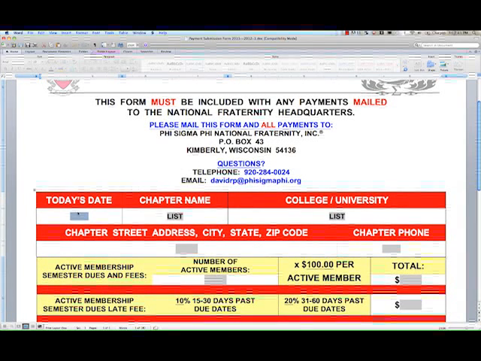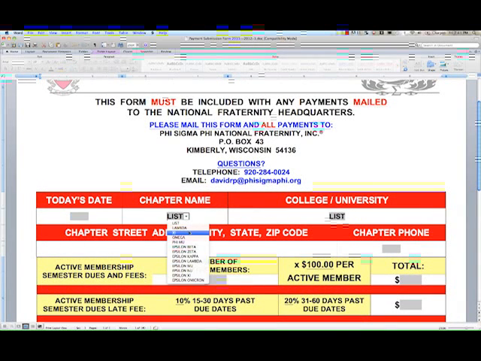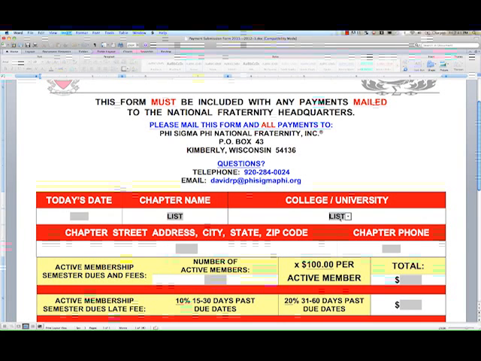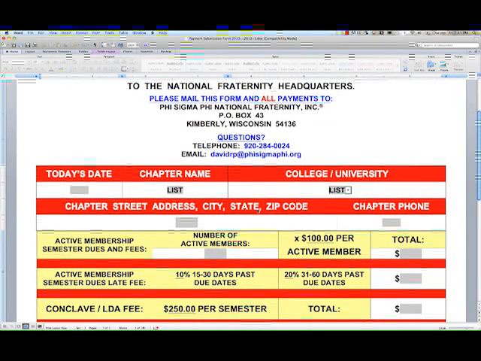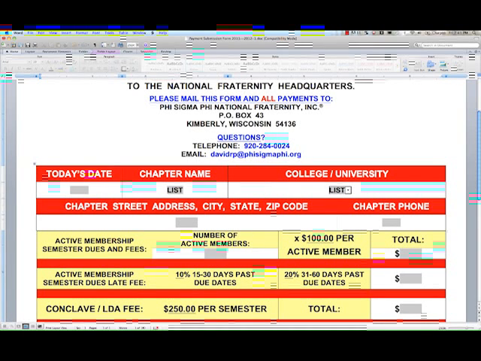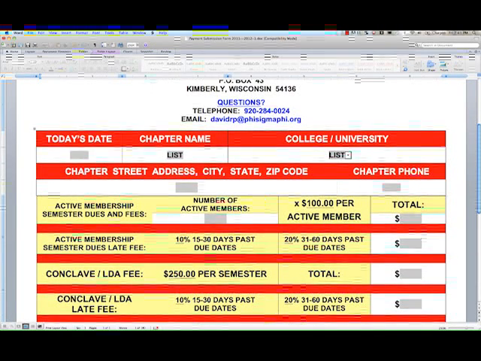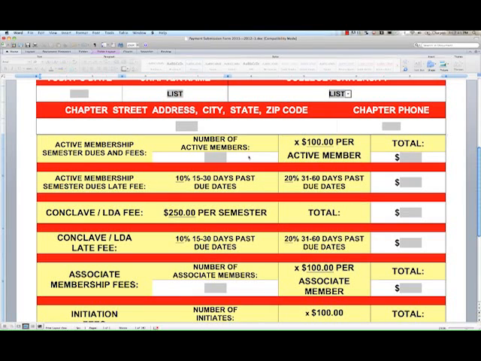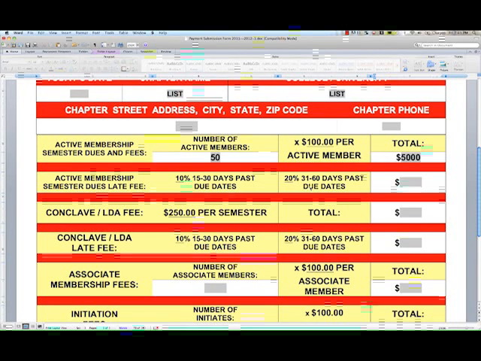And again, you fill out your date, chapter name on the drop-down list, the college and university from the drop-down list, the address and chapter phone, and then filling this information out, it allows you to add it up. So if you have 50 members, you can put in 50 members, which means you should be sending in $5,000.